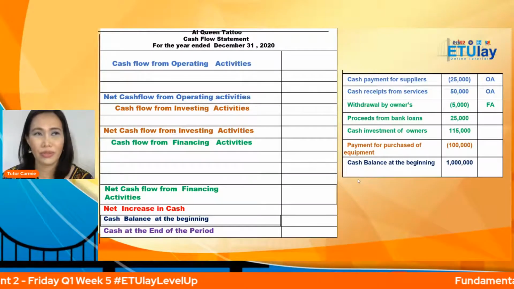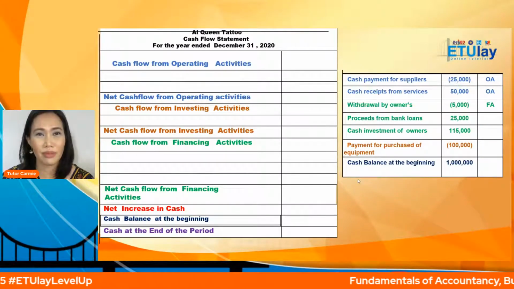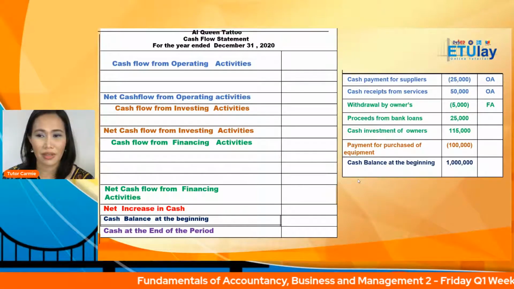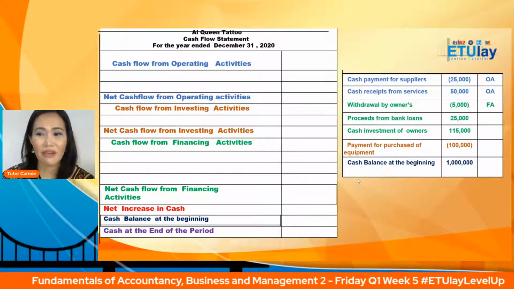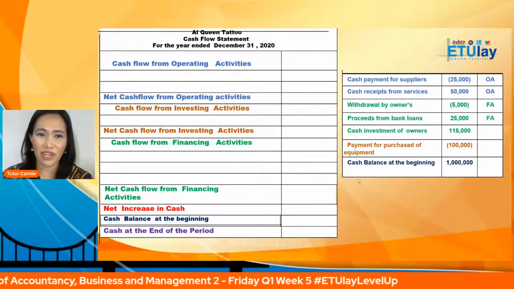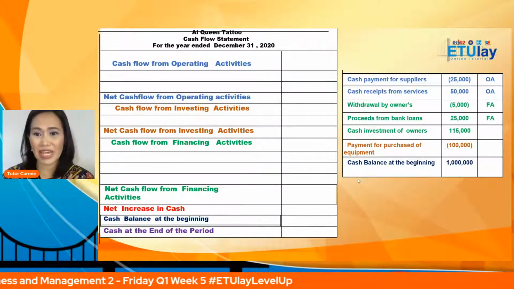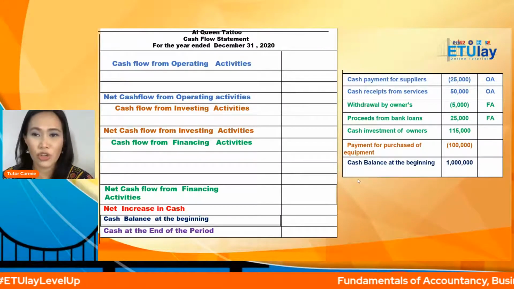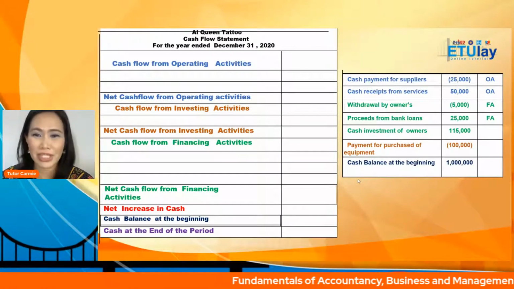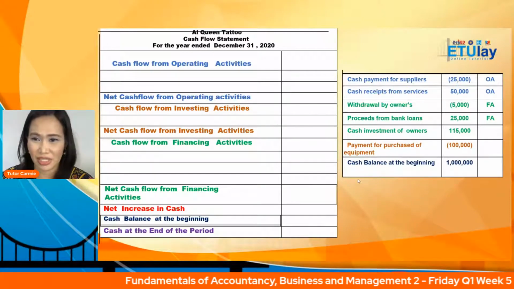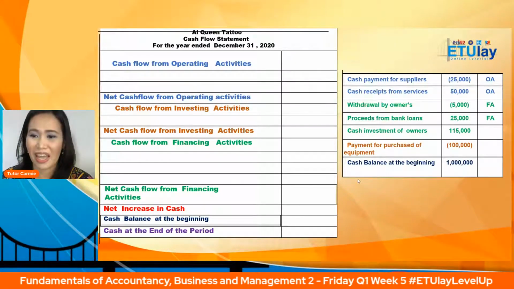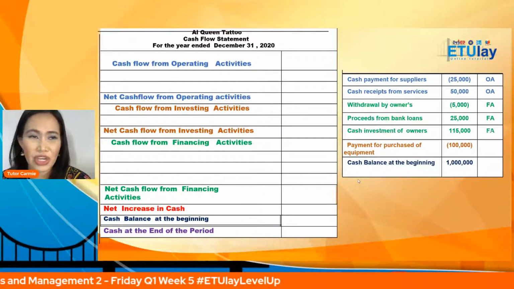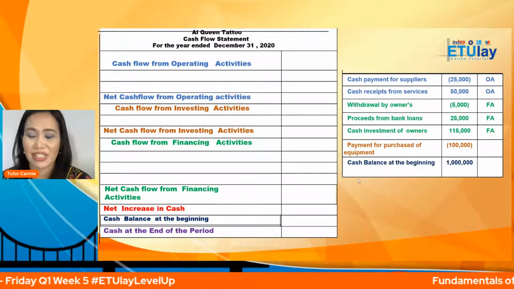Now, let's have now the proceeds from the bank loans. Nag-bank loan ako. Is this what? Investing ba to? Operating o financing? Okay, if your answer is financing activity, very good. It's correct. Now, let's have now the cash investment of owners. Now, the owners invested cash into the business. So, what activity is this? Ayun, very good po. Tama po ang sagot po ninyo. Still, it is considered as financing activities.